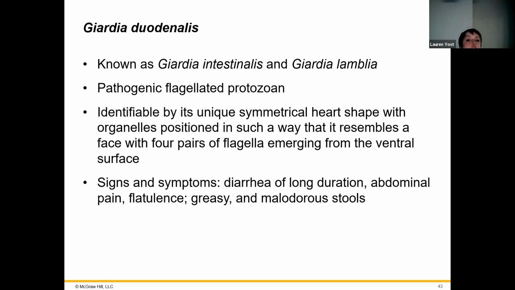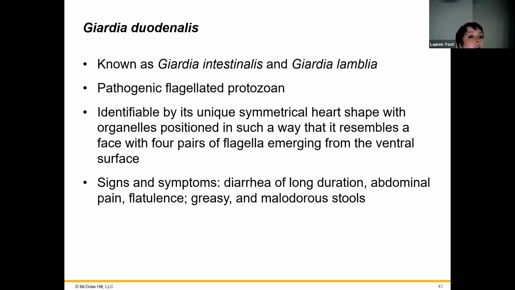Then it's Giardia duodenalis or Giardia intestinalis or Giardia lamblia. They're all the same thing. It's all the same species. They just keep renaming it. So giardiasis is the disease that it caused. This is a flagellated protozoa that is transmitted in fresh water. It can be found in freshwater streams, ponds, lakes, as well as even in tap water.